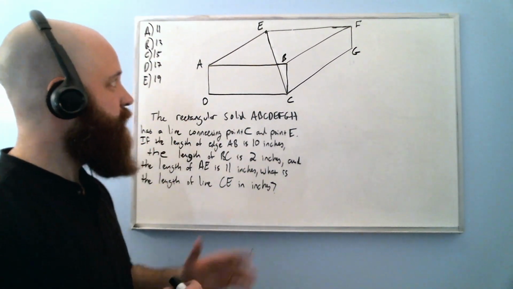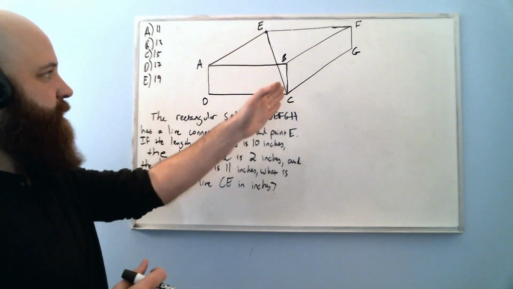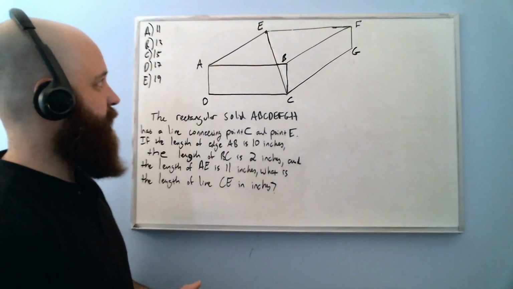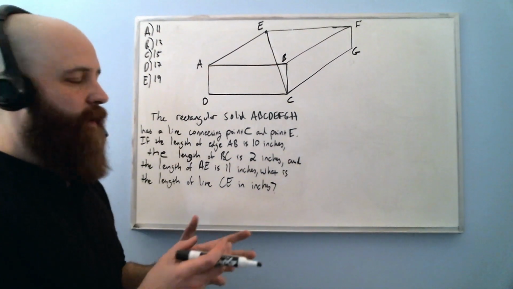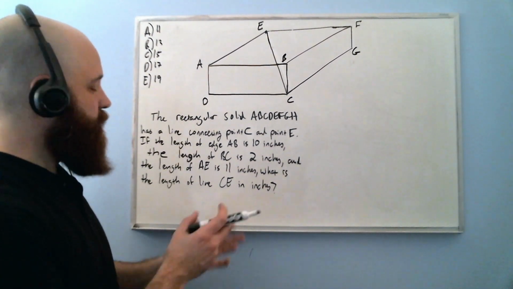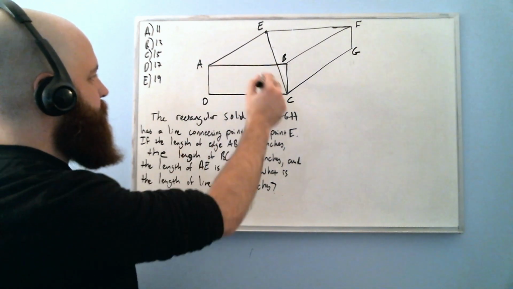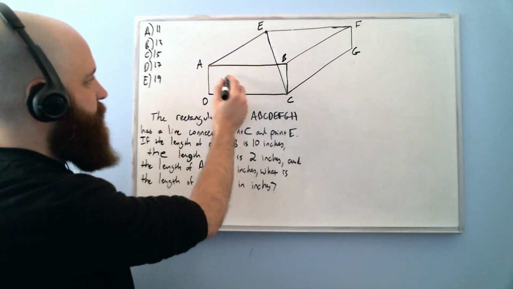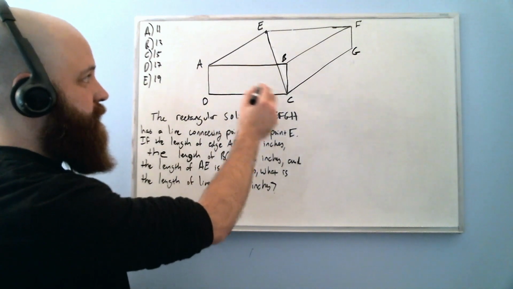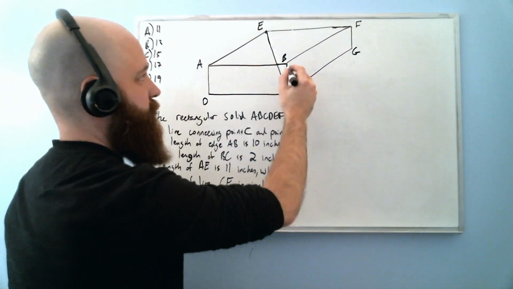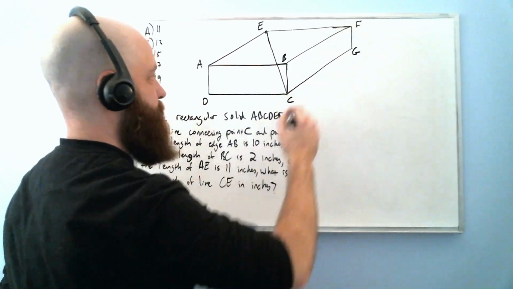Okay, so I notice this line that I'm given here is what I call the longest diagonal of a rectangular solid. Why am I saying it's the longest diagonal? Well, notice I could draw other diagonals in this shape. If I think about rectangle ABCD, I could draw a line from A to C. That would be a diagonal. If I think about this rectangle here, BFGC, I could draw from B to G or from C to F.